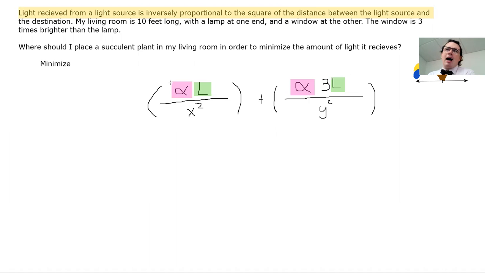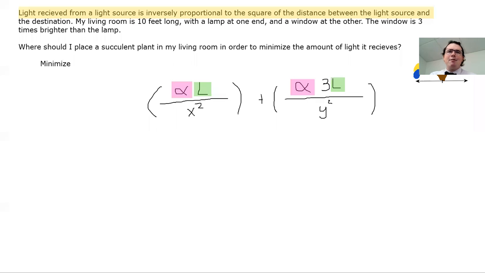So I just have this lamp, right? It's as bright as it is, and the window is 3 times brighter. I don't really have a way to control the brightness of the lamp. And I certainly don't have a way to control the brightness of the sun. So I don't actually get to control this constant here. And same for this alpha. This is coming from this inverse square law. The amount of light received is inversely proportional to the square of the distance.